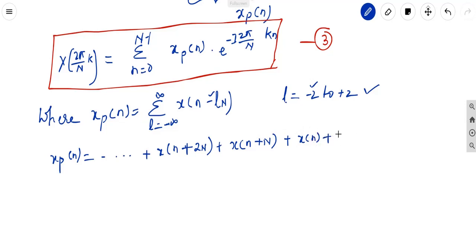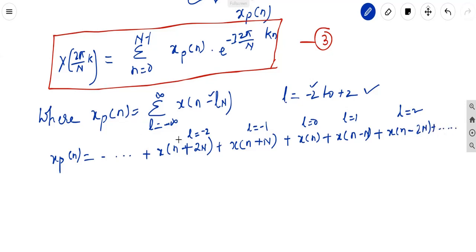Next, when L is equal to plus 1, this becomes x of n minus N. Next, when L is equal to 2, this becomes x of n minus 2N, plus and so on.